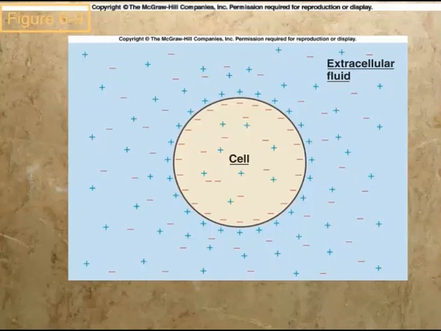So when a cell is depolarized, it's moving towards generating an action potential. And if a cell becomes hyperpolarized, it's moving away from being able to generate an action potential. Now let's go to the next slide.